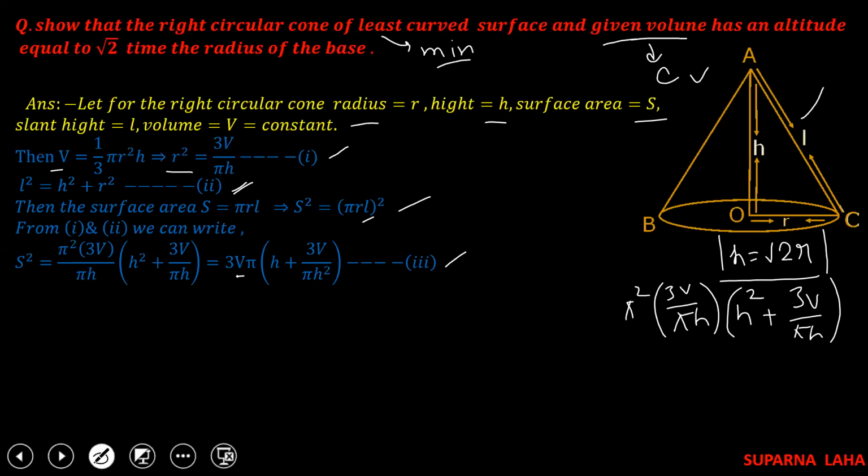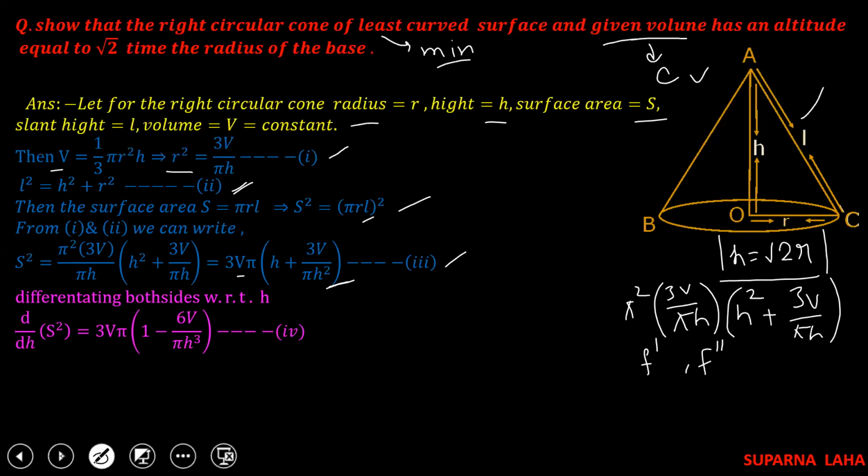Okay, now our next work is to find the first derivative and then the second derivative. So find the first derivative, differentiating with respect to h, since it's a function of h here. So here is the differentiation, 3v pi constant term, leave as it is. Differentiation of h is 1 and 3v by pi constant, take as it is. So 1 upon h square is minus 2 upon h cube, that ultimate value is given by this, 3v pi into 1 minus 6v upon pi h cube.